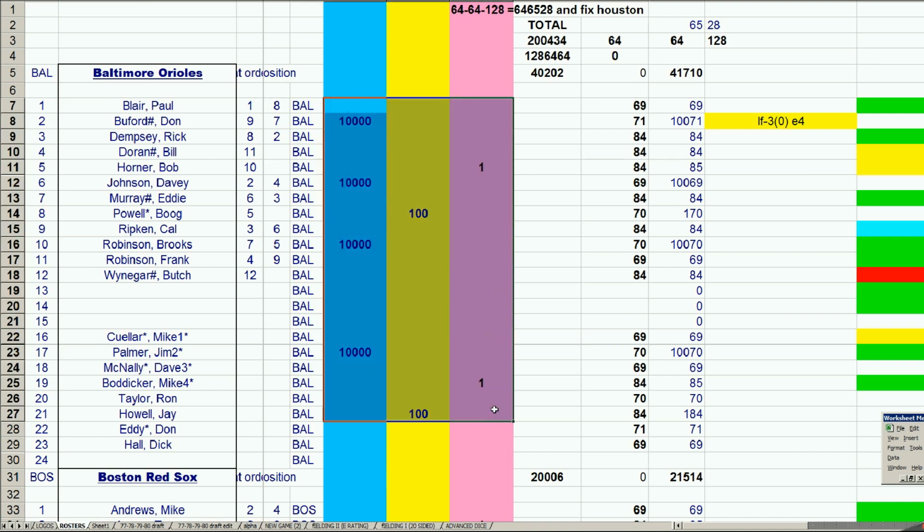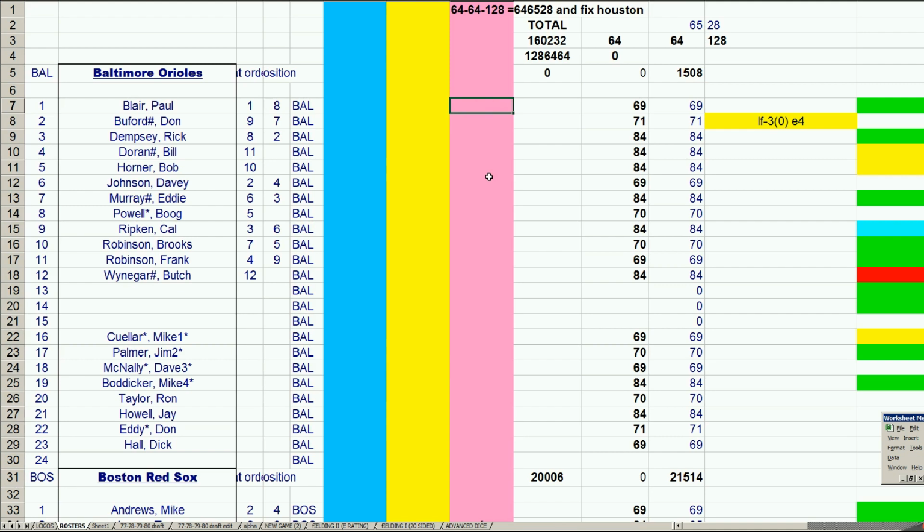Now, with all that instruction that I've just given, I can now explain what I have to do now. I'm going to do that here by first giving Baltimore's final numbers, which is retiring Dempsey, Duran, Horner, Eddie Murray, Cal Ripken, Butch Wynegar, and the other 2 guys from '84, Mike Boddicker and Jay Howell. Now that number is 8. It's not 40,000 and something, it's 8.